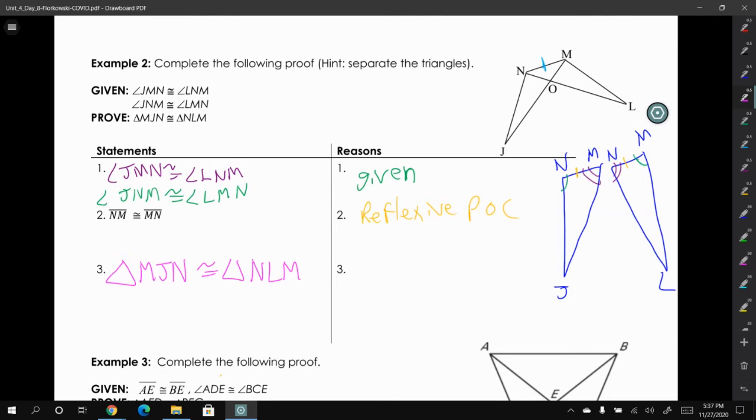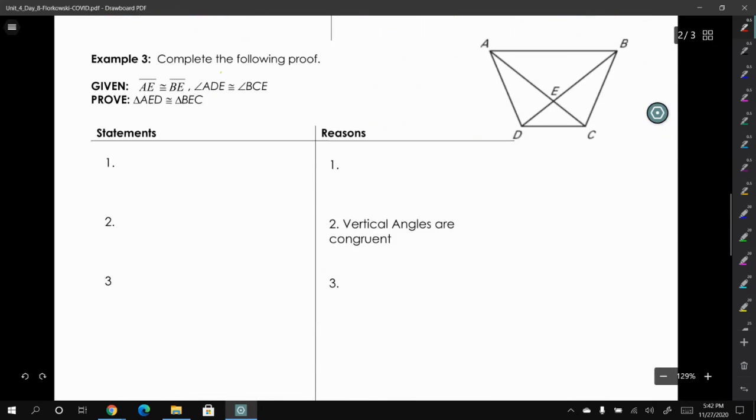And then why can we say that? Well, we can say that because we have angle, side, angle. The side that's congruent is in between the two congruent angles. So this is angle, side, angle. All right, let's look at the next one.